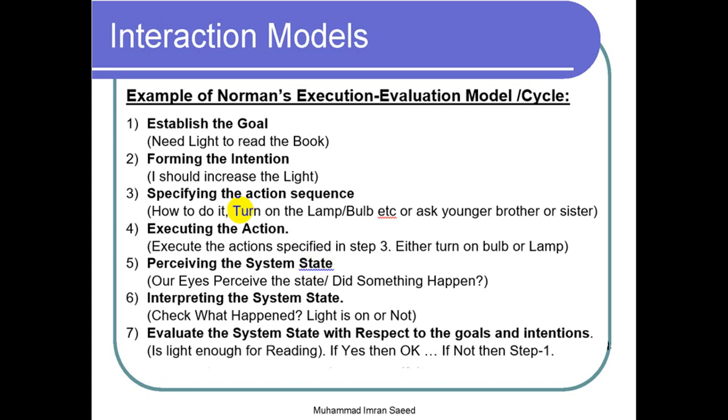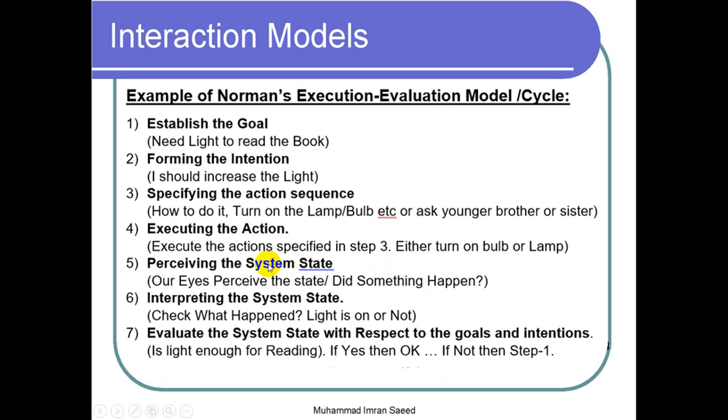So now check. When I turned on the light, or I get it turned on, ask my younger brother or sister to turn on the light. So very first thing after the fourth step, I will perceive the system state, that did something happen. So there is something, the stimuli will go to my eye. It will not be interpreted that light is on or off, but yes, that stimuli reach to my eye, and that is perception. That is perceiving the system state.